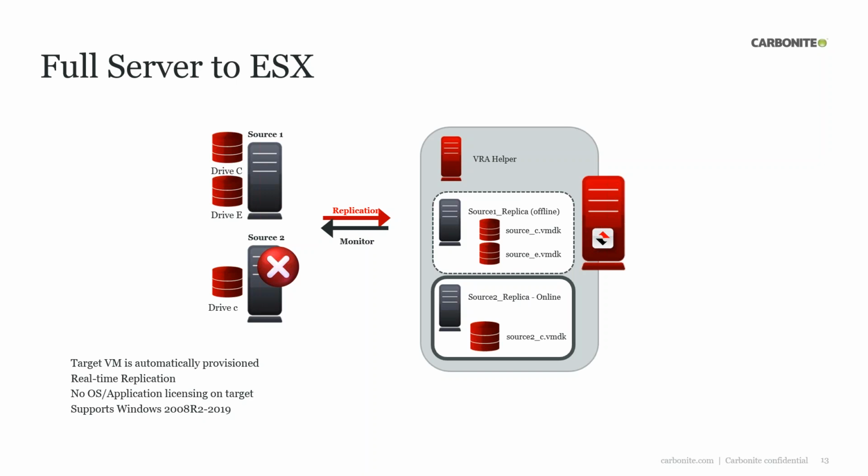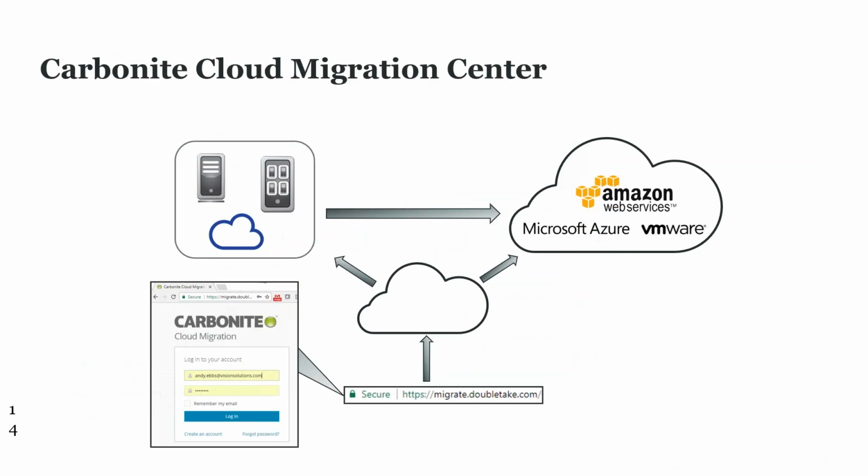It's also quite easy to test as well. So, bear in mind, we don't have to provision the targets if you're going to VMware ESX. The other slide I wanted to show you, if you've got lots of machines to go to Amazon or Azure, then we have this thing called Cloud Migration Center. It's a slightly different automated wizard.